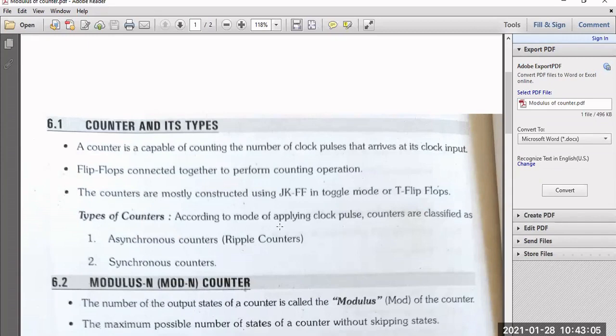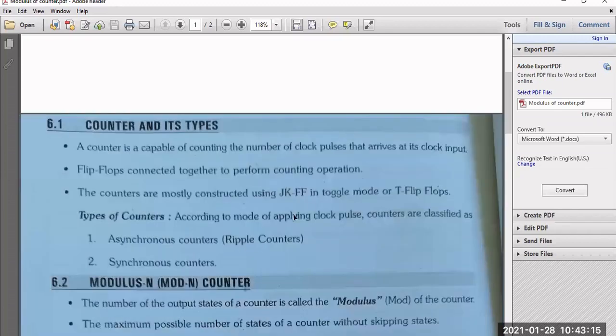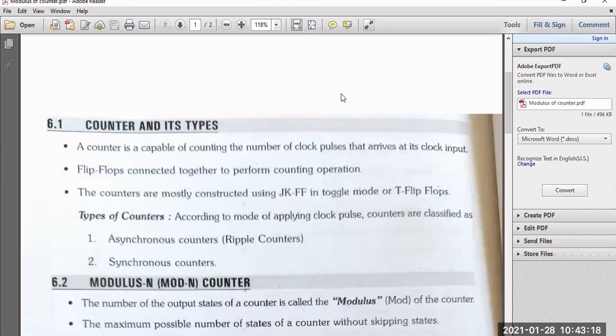Types of counters: according to the mode of applying the clock pulse, counters are classified into asynchronous counters and synchronous counters. Asynchronous counters are also called ripple counters. Yesterday I discussed what a ripple counter is. Whenever I throw a stone, I get a ripple; one ripple will generate another ripple, and another, like this. Similarly, I am applying the clock pulse only to the first flip flop, and the first flip flop output acts as a clock pulse for the second flip flop, and so on, in the same manner as a ripple. First, whenever I throw the stone, it generates one ripple, and the first ripple generates another ripple in this manner. That's why this is called an asynchronous counter or ripple counter.